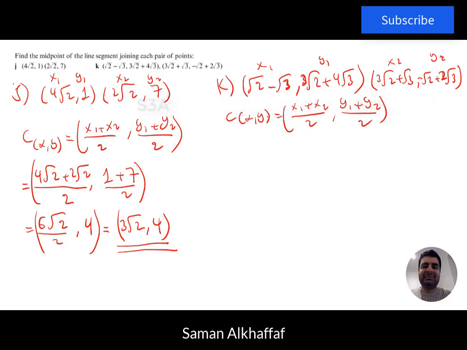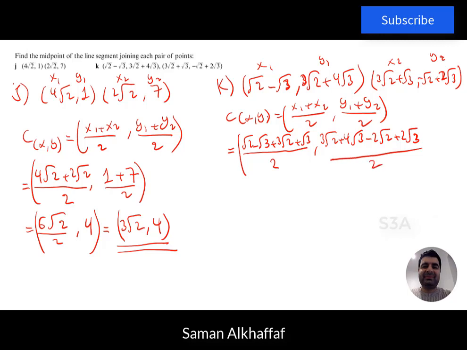So in this scenario we will just add the points, so that will give us, for the x, root 2 minus root 3 plus 3 root 2 plus root 3 over 2, and for the y-axis we would have 3 root 2 plus 4 root 3 minus 2 root 2 plus 2 root 3 over 2.